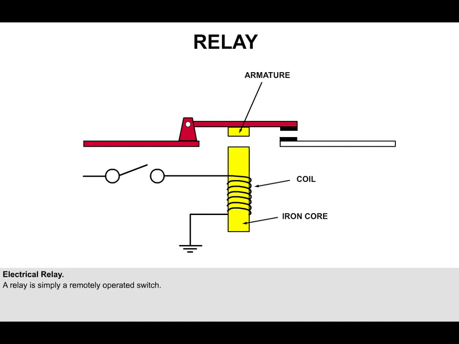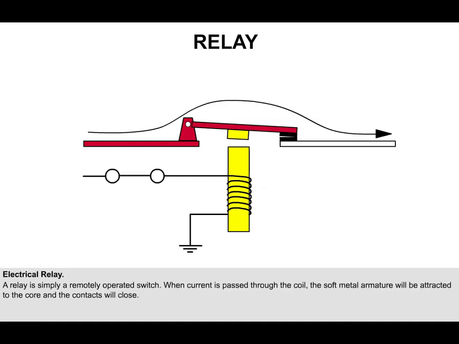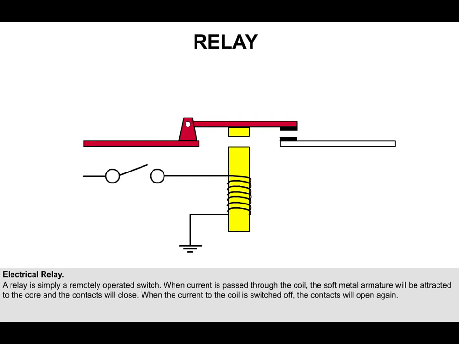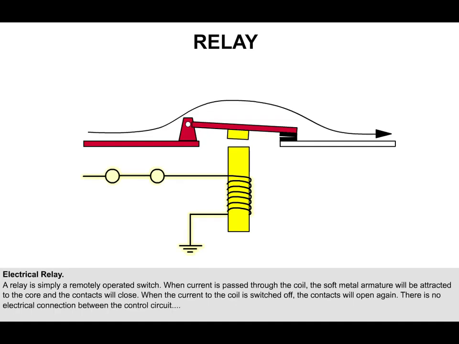A soft metal armature is attached to a pair of electrical contacts, which, in our example here, are spring-loaded to the open position. But when current is passed through the coil, the soft metal armature will be attracted to the core and the contacts will close. When the current to the coil is switched off, the contacts will open again. There is no electrical connection between the control circuit and the circuit being controlled.